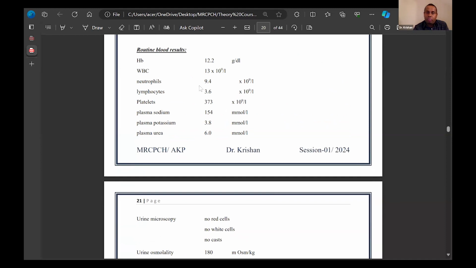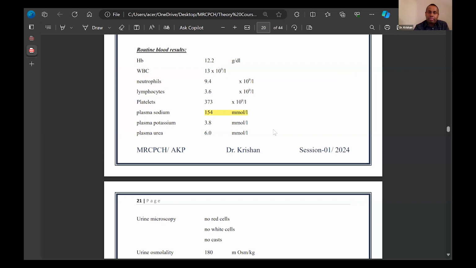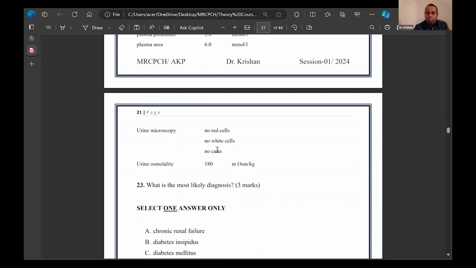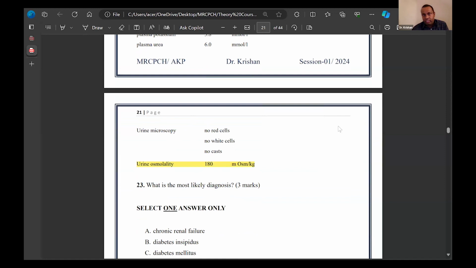Hemoglobin normal, WBC normal, neutrophil normal, platelet normal, plasma sodium 154 is high. And then potassium is fine, urea is okay. Urinary microscopy is essentially normal. Urine osmolarity is low here. Normal urine osmolarity is above 400 to 500. They will give normal values.